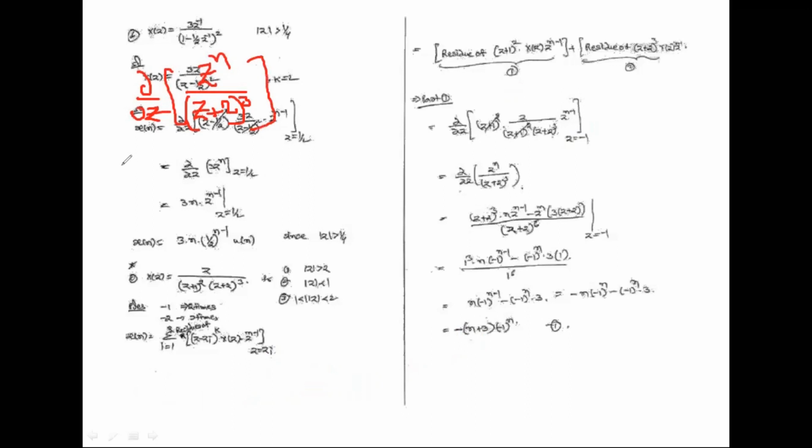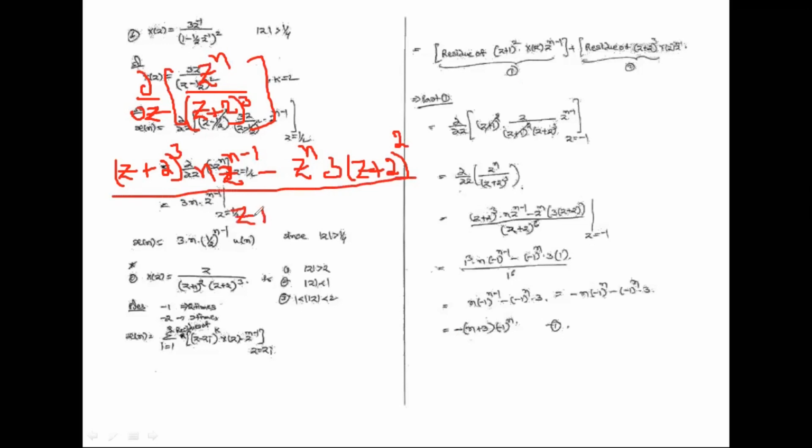Now I take v first, z plus 2 whole cube, and the derivative of u, n into z power n minus 1, minus, taking u, z power n, the derivative of the other part, 3 into z plus 2 whole square, whole divided by v square, z plus 2 whole cube whole square, which is z plus 2 whole power 6, at z equal to minus 1.